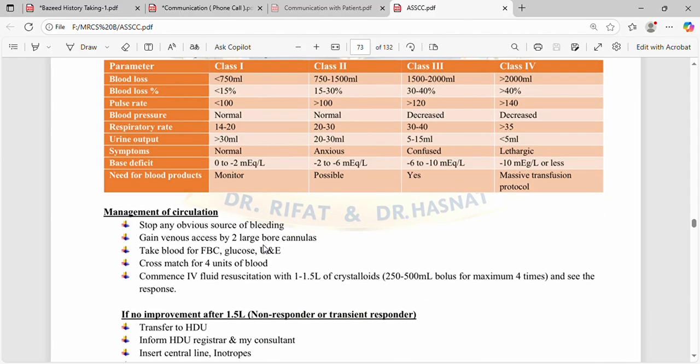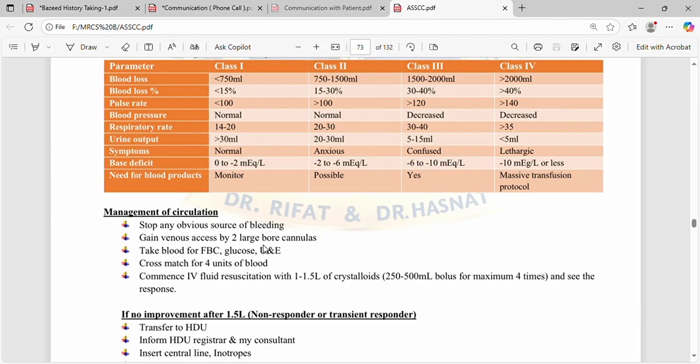Management of circulation. Stop any obvious source of bleeding by external compression. Gain venous access with two large bore cannulas. Also take blood for cross match at the same time, and investigations as well, like full blood count, glucose, and urine electrolytes. Cross match for 4 units of blood.